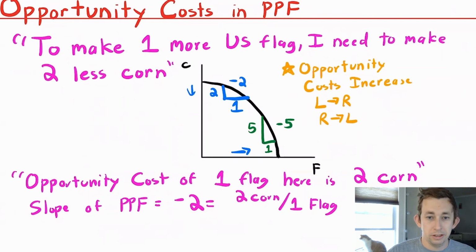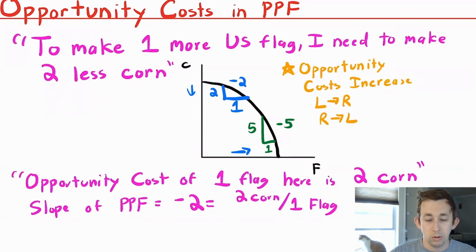So here's how opportunity cost works, just again, really quick. If this is corn and this is flags, and I have to give up 2 corn to make a flag, then I would say that the opportunity cost of making 1 US flag is 2 corn in this specific instance. Then if I go further down the PPF, I would say that the opportunity cost of 1 flag is 5 corn. So notice that, like we said earlier, opportunity costs are increasing from left to right and right to left. This is the predominant shape of PPFs you're going to see in this course.